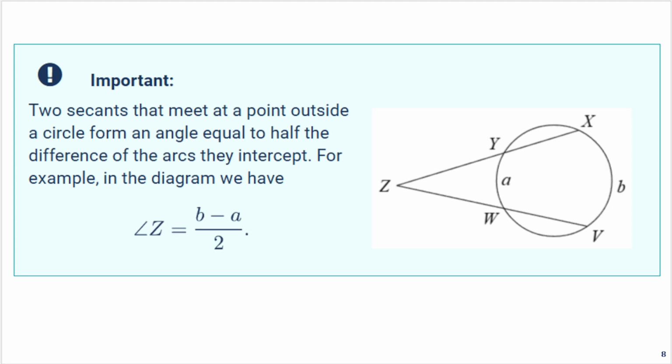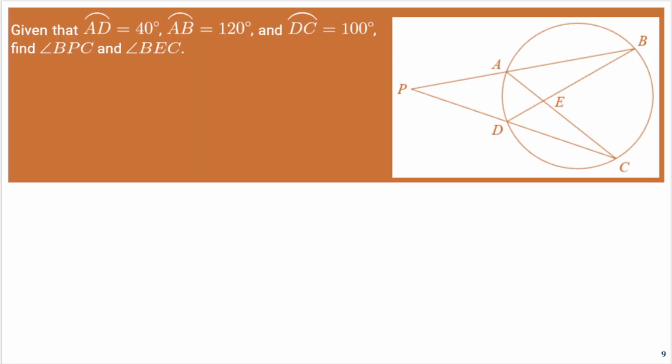All right, next let's have a look at some questions. Okay, first example, given that arc AB is 40 degrees, arc AB is 120 degrees, arc DC is 100 degrees, can you find the angle BPC and angle BEC? Again, if you finish, please give me an answer in the chat box, okay?